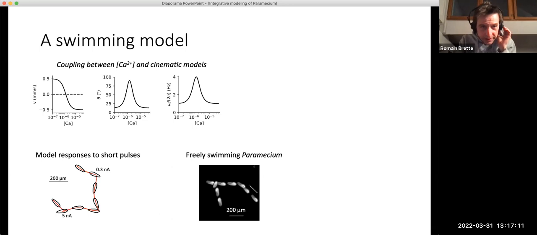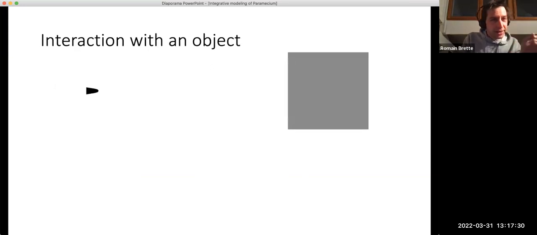On the right, you see a measurement of an actual cell that is swimming and does two avoiding reactions. Well, one is not exactly an avoiding reaction, just a change in direction, and then an avoiding reaction with backward swimming, which looks a bit like our model. Okay, and now the movies.